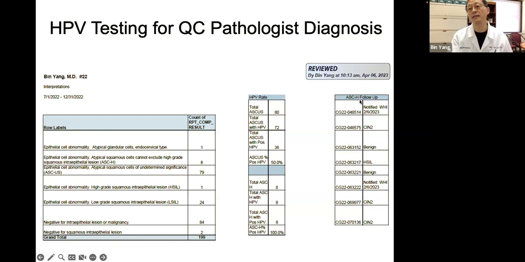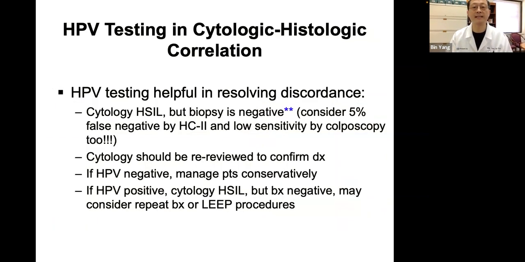Look at my ASC-H rate. I got 6 out of 8 HPV positive, which is 75%. So I'm happy with my diagnostic criteria right now. Pretty satisfied, not too high, not too low.